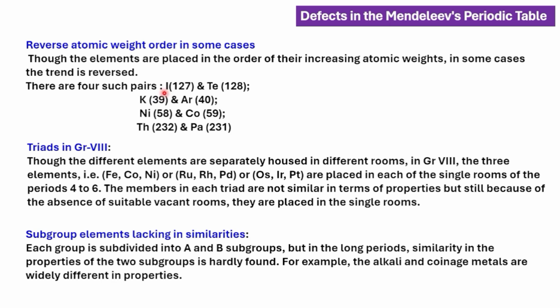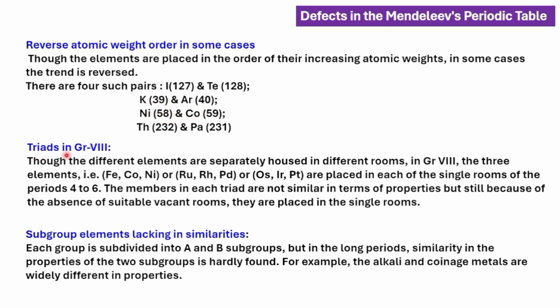You see iodine and tellurium. Iodine had lower atomic weight compared to tellurium, but iodine was placed before tellurium. Similar to that, potassium and argon. Potassium had lower atomic weight, but it was placed before argon. Nickel had the lower atomic weight compared to cobalt, but it was placed before cobalt.